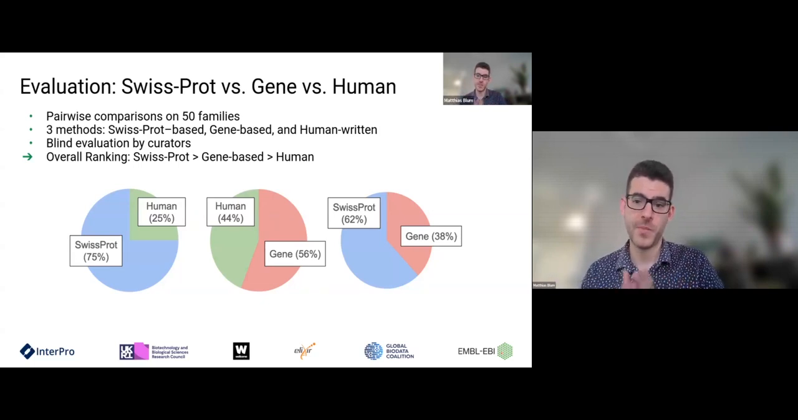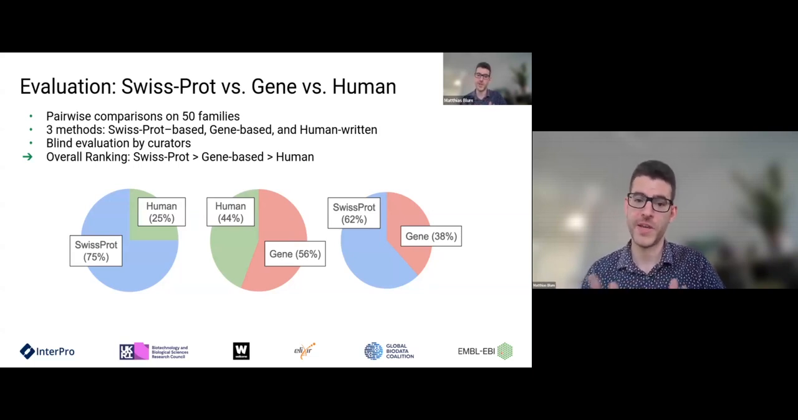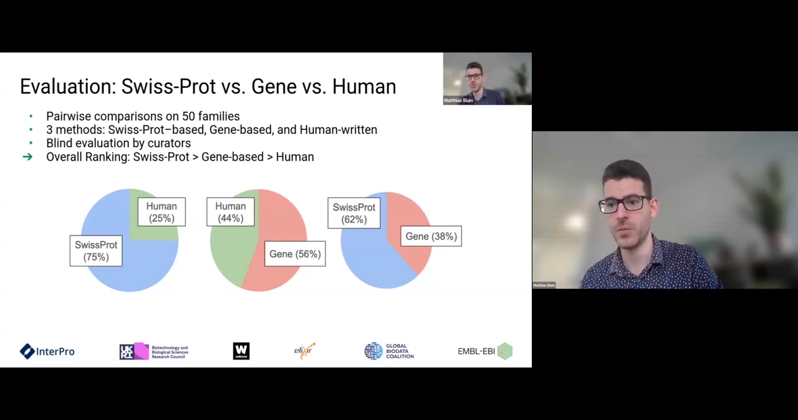So this shows that LLM-based annotations don't just rival human-written descriptions. In terms of clarity or completeness, they are often better. The Swiss-Prot based method is typically the most accurate and up-to-date for well-characterized families, and the gene-based method serves as a nice or decent backup when Swiss-Prot data is not available.